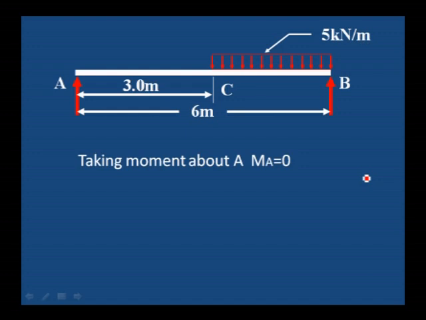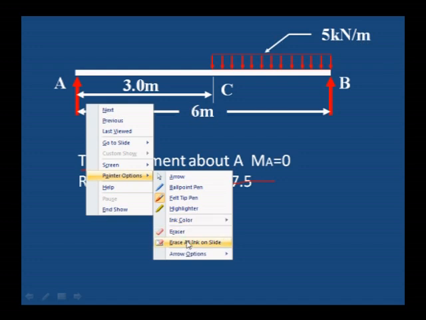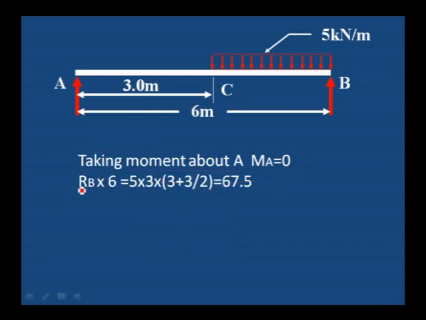And next, one more example I have taken. Here you can see uniformly distributed load is acting on the right side. We can take the moment about A. RB into 6 distance is equal to 5 into 3, which is the load, and it acts at the center of this 3 meter.